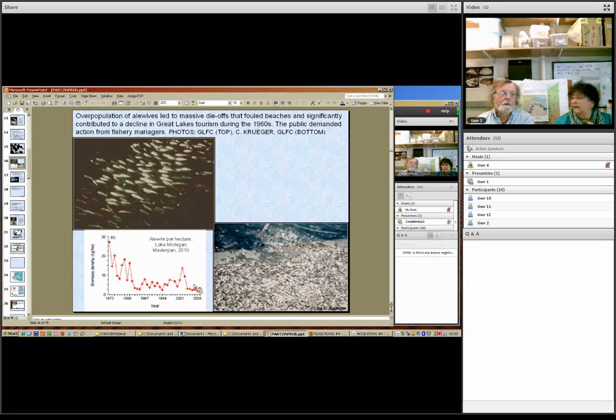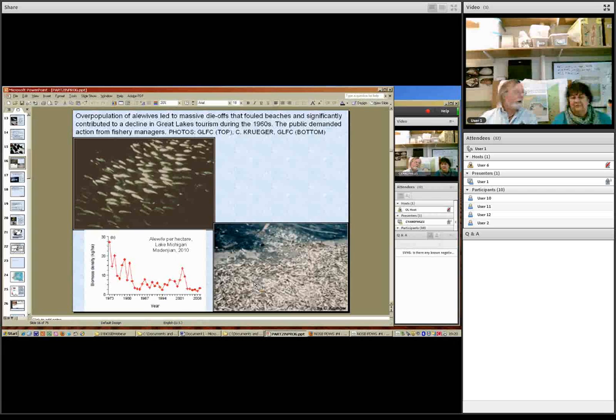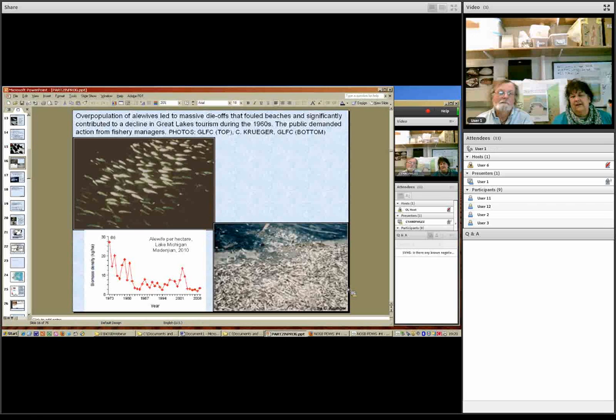So what caused their population to decline, Carmen? The lack of food. No, the population of the alewives. Of the alewives. Didn't we do something? There were no predators anymore. Right, so we had to add a predator because they were decimated by the sea lamprey, and then this happened. And then this is the result of that.